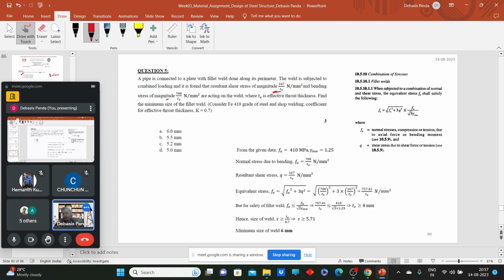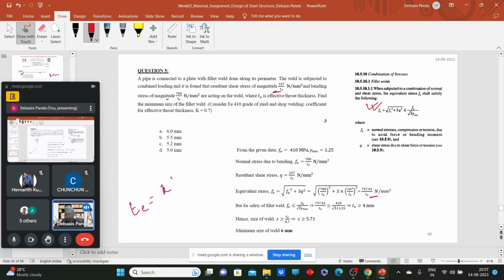So what do we need to do? Here one shear stress is applied and one normal stress is applied. So what do we need to calculate? We need to calculate the resultant stresses. And how can we calculate the resultant stresses? Using that formula: Fe is equal to under root of Fa square plus 3q square. So calculate the resultant stresses. It will come out as 757.47 by Te, because ultimately we need to find out the effective throat thickness.